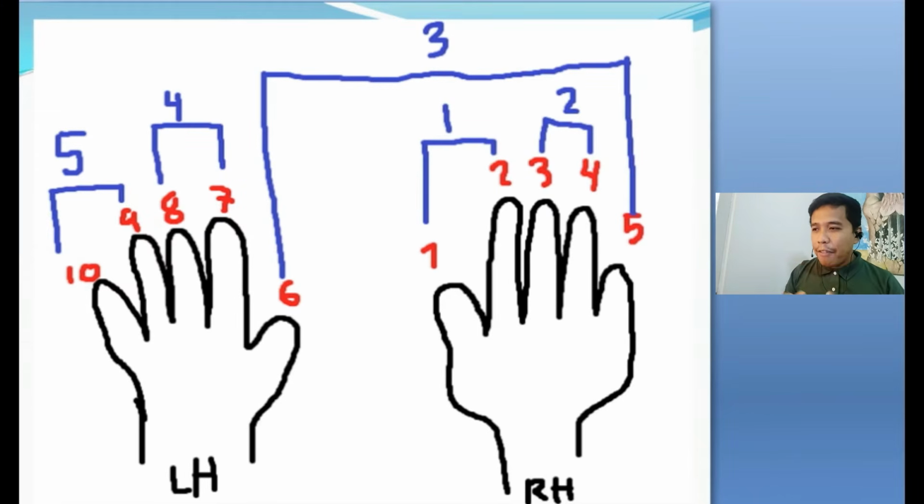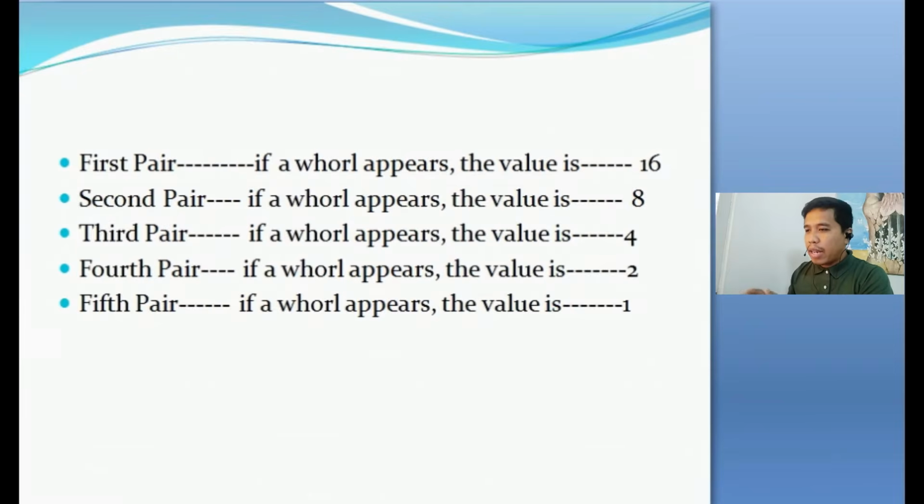Now, after finding out the correct pairing of the fingers, let us take a look at the value. Again, we have numerical patterns and non-numerical patterns. The numerical patterns are the whorl patterns. The non-numerical patterns are loops and arches. The non-numerical patterns have a value of 0, while the numerical ones have a value. The question is, how much is the value of the numerical pattern? That's a very good question.